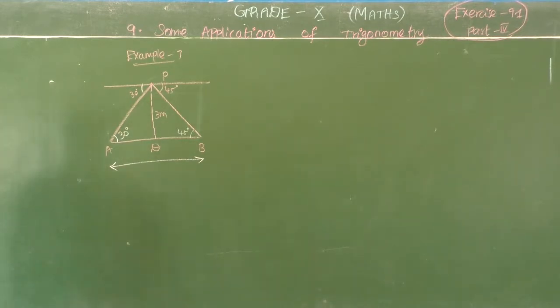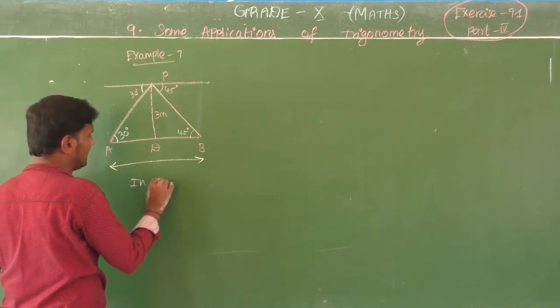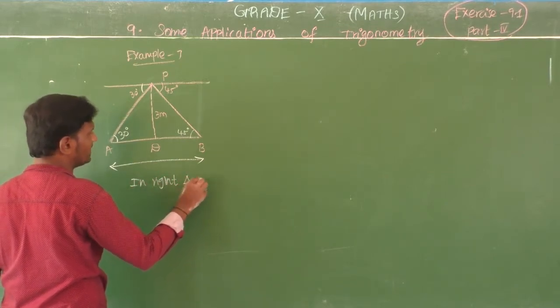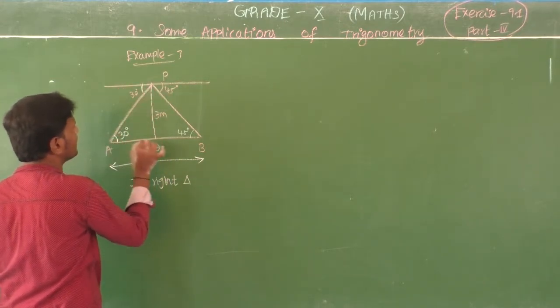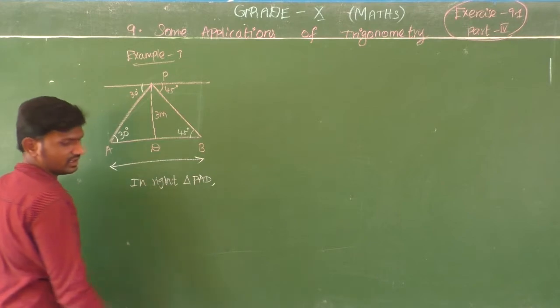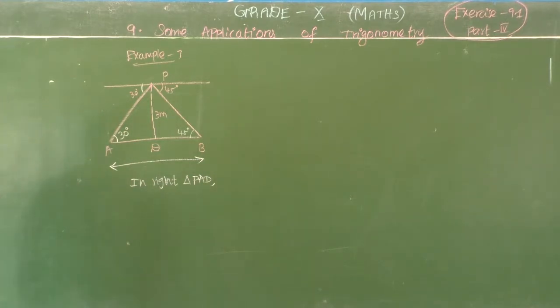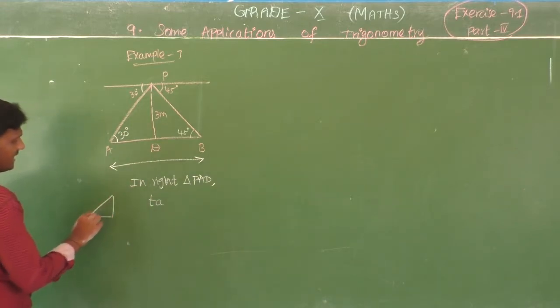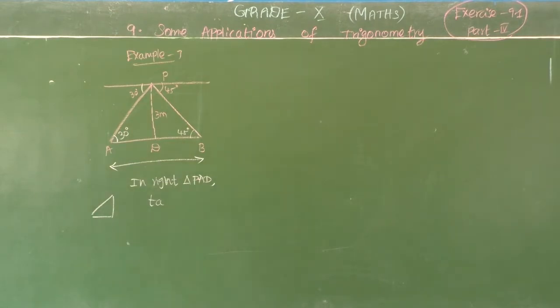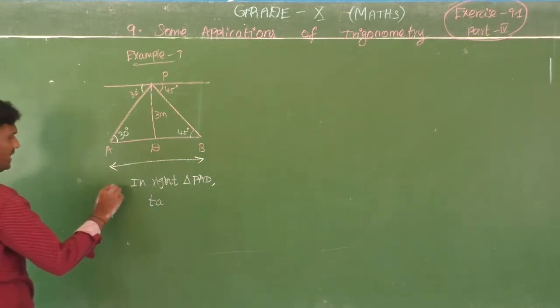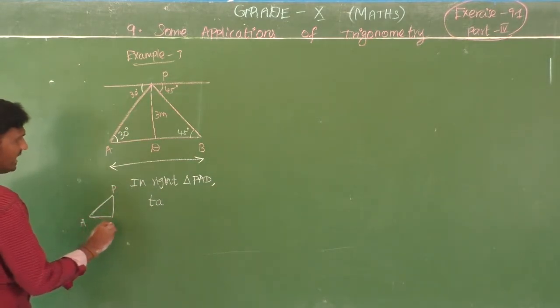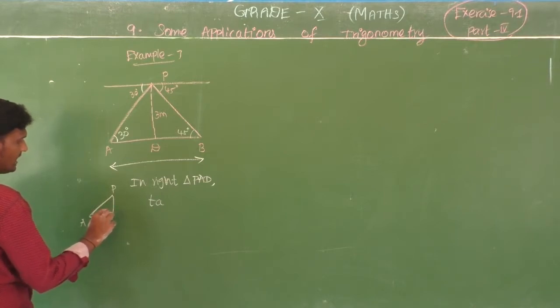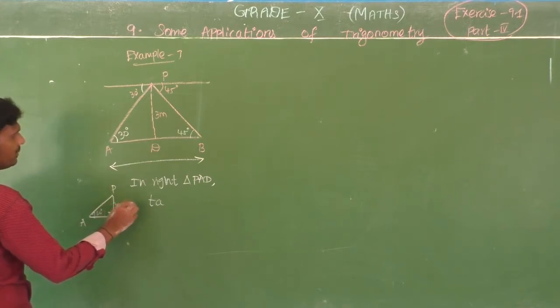Okay students, now in right triangle PAD, we have tan theta. Take a particular diagram like this to differentiate the two right-angled triangles. This is point P, this is point A, and this is D. It is a right angle and the angle A is 30 degrees. This is 3 meters.